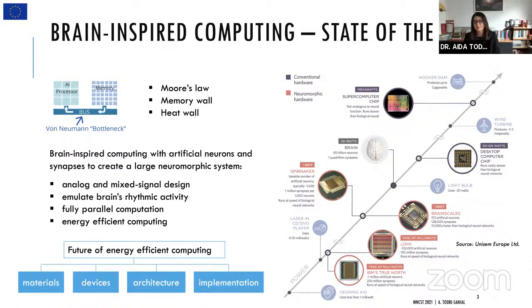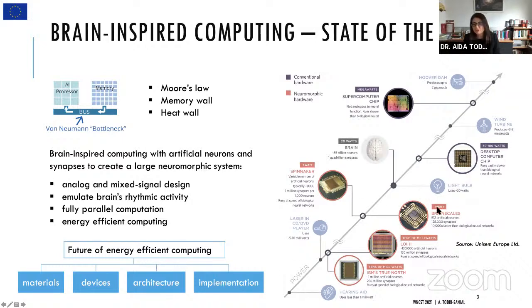One viable solution which the community has been looking into is brain-inspired computing or neuromorphic computing. The main interest of that is to have analog and mixed signal design, and also to emulate the brain's rhythmic activity in order to be as close as possible to biological neural networks, because this will allow fully parallel computation and also energy efficient computing. So the focus has been for us to look at this challenge from, as I mentioned, materials, devices, architecture, all the way to implementation. And there have been some implementations.